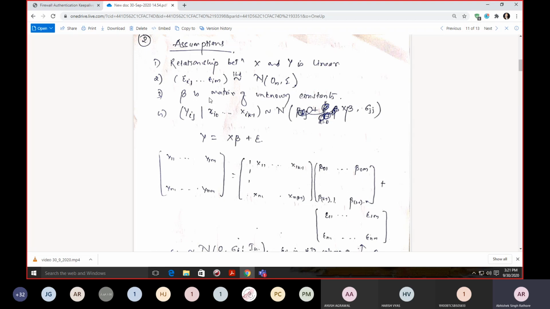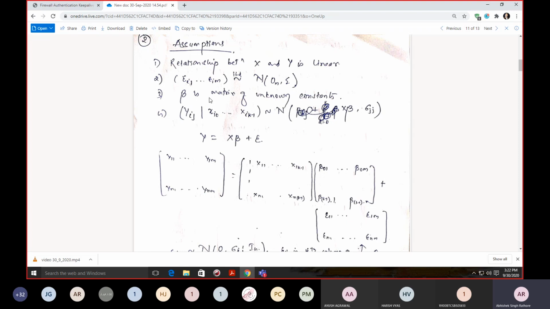So this is epsilon i1 to epsilon im. So we are in m number. So we are in again another epsilon matrix, that is an error matrix. These error matrices are independently identically distributed. It means that each error is independent of each other, one error does not affect the other.